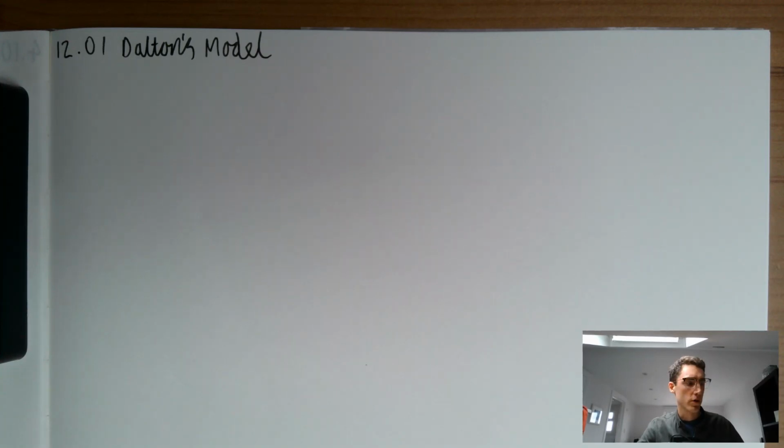Welcome to this video on Dalton's model of the atom. This lesson is the first lesson in the Atomic Structure and Periodic Table chapter of the Key Stage 3 curriculum.